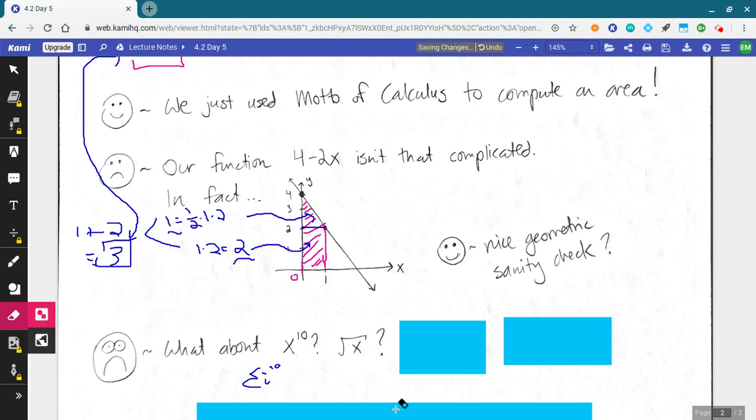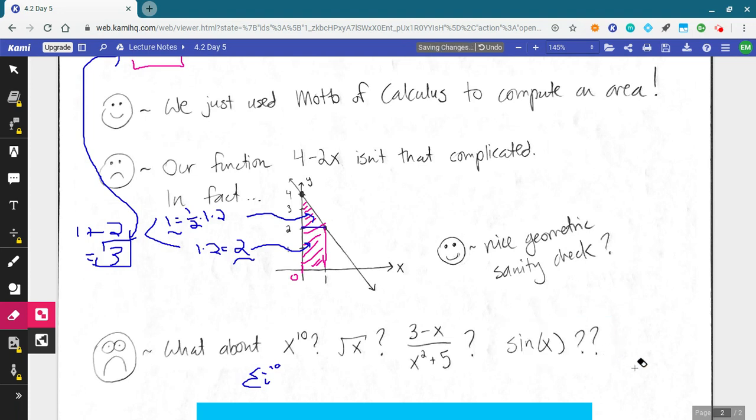Or what if we start tossing in weirder powers like square root of x? What if we start including fractions? Or, heaven forbid, trig? Right? How would we possibly try and compute a limit of ever increasing Riemann sums, more and more rectangles? We've got like sine as our function. I don't know. It'd be wild.